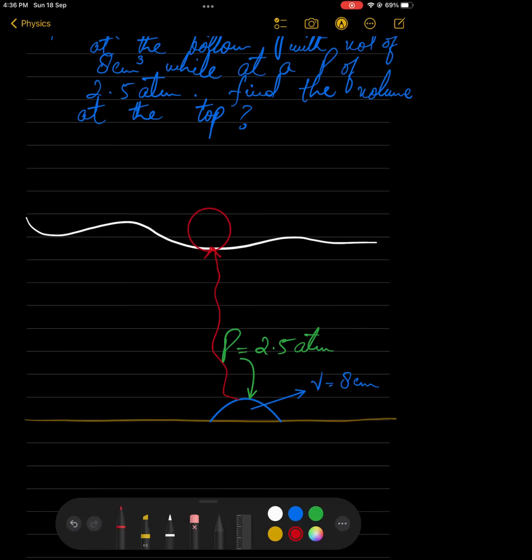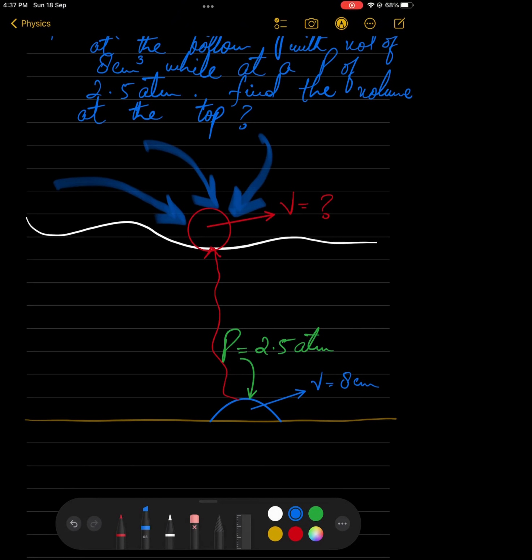ये जब top पर आ गया है तो इसका volume कितना होगा? What would be the volume of it? And they haven't mentioned the pressure either. Like बिल्कुल जो top है water का वहाँ पे pressure भी mention नहीं है. So you need to pick up some concept over here, which is that जब भी आप किसी एक particular space में हैं and you are only in contact with air, तो वहाँ पे सिर्फ atmospheric pressure apply होता है. The air pressure is being applied.